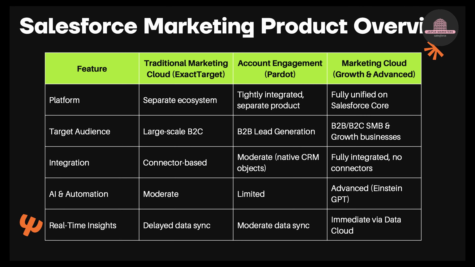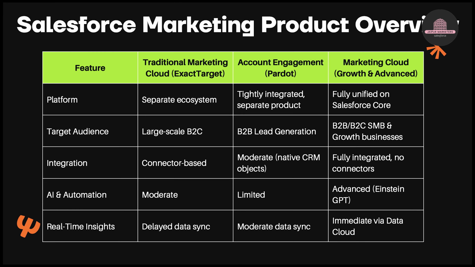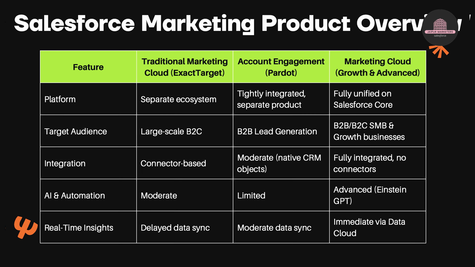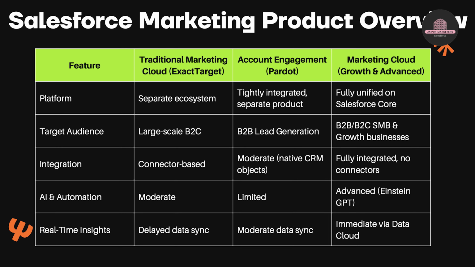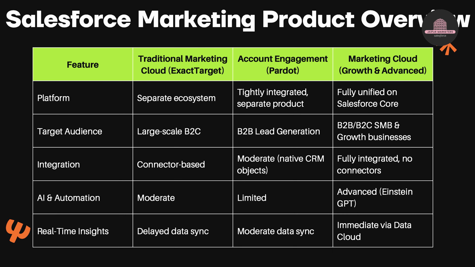The next thing is let's discuss the difference between all these. As you can see, there is the traditional Marketing Cloud, which was Exact Target, Account Engagement, which was Pardot, and Marketing Cloud Growth and Advance. For the platform, Exact Target is a separate ecosystem. Pardot is tightly integrated, but it's a separate product, an AppExchange product, I guess. And Marketing Cloud Growth and Advance is fully unified into Salesforce core. It's not a separate product.